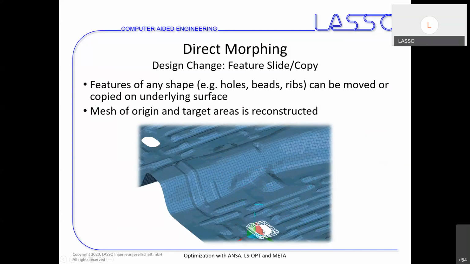We have a feature bead, we have a feature hole, and we can slide, move them on the underlying surface, copy them to specific locations, and the source as well as the target area are remeshed, reconstructed accordingly to a good mesh around them.